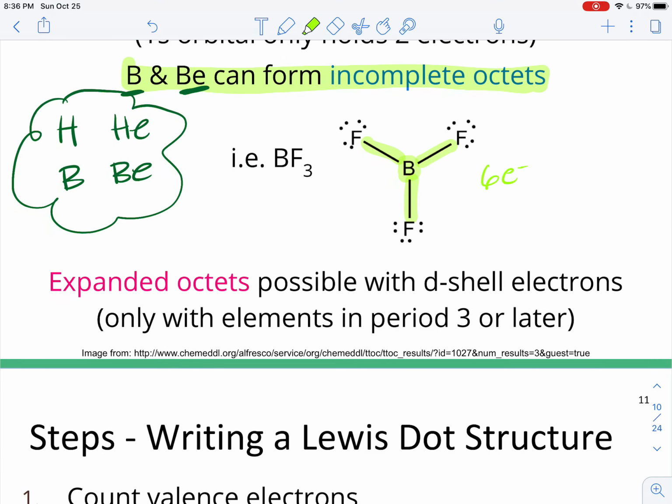All right, and then there is such a thing as expanded octets, and we'll talk about that soon. Expanded octets are possible with D shell electrons. The idea is that if you have an element in the third period or later, remember, that's where the D block comes in. Like you're in 4s, and then the next part of your configuration would be 3D. That's a whole slew of more orbitals. Normally, elements would want an octet, and that's the max. However, once you get to period 3 and you have all those extra orbitals there, it is possible for elements to have more than an octet. But again, we'll talk about that later.